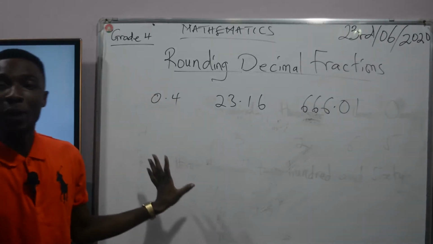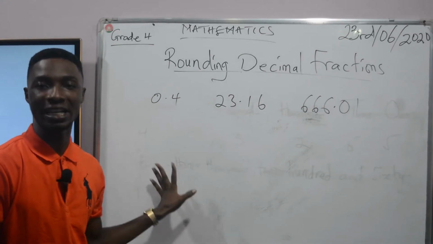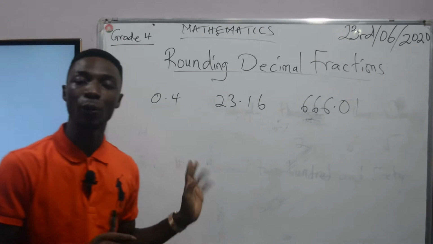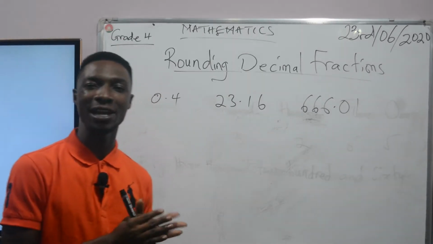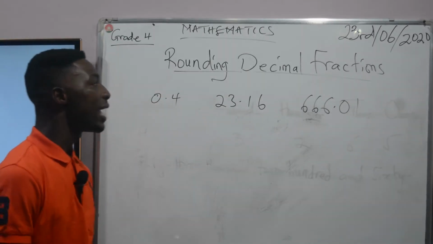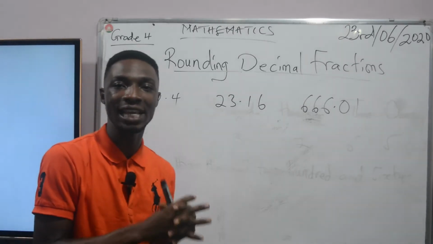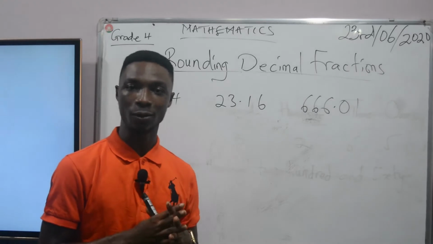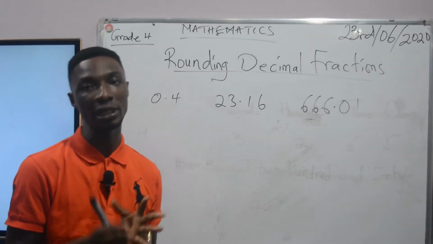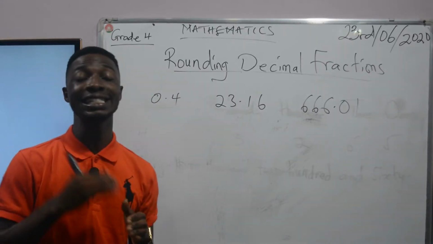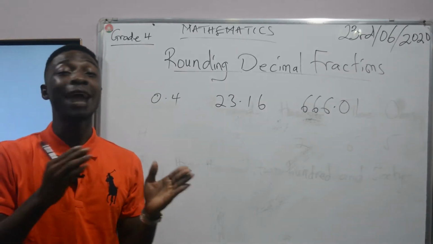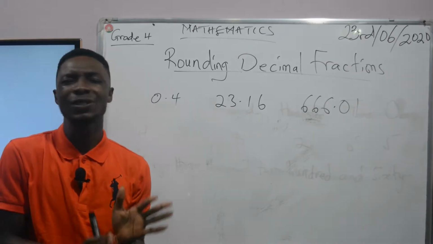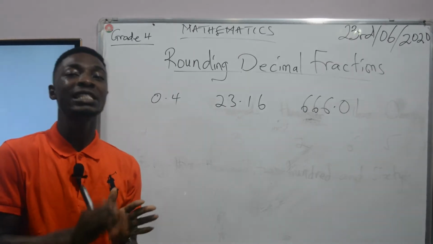So the number 0.4 here is a decimal fraction because of the point. The number 23.16 here is a decimal fraction because of the point. And the number 666.01 is called a decimal fraction because of the point. We can round these numbers to the nearest tens, hundreds, thousands as we have done before. But that is not our interest now. We are going to take a different format.